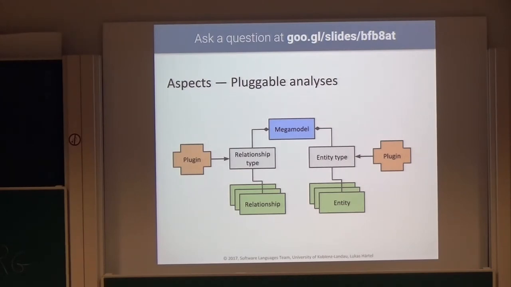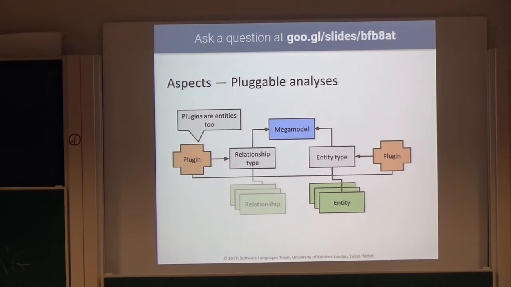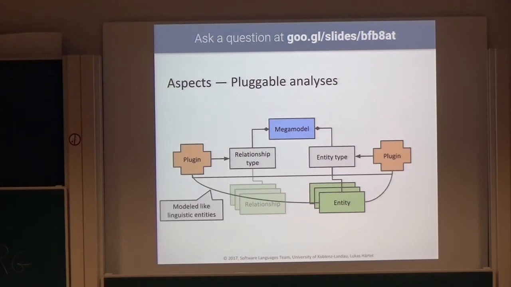But since we needed a way of configuring these plugins, we figured out that we can also say that these plugins themselves are entities. So what we do here is that we model the linguistic architecture and also include the evaluation of the model itself in the linguistic architecture. This helps us make this plugin analysis reusable, and also to properly configure the plugins with stuff that's relevant to them. Since they are entities in the model themselves, you can also connect them with the same relationship types that you have for the other entities.